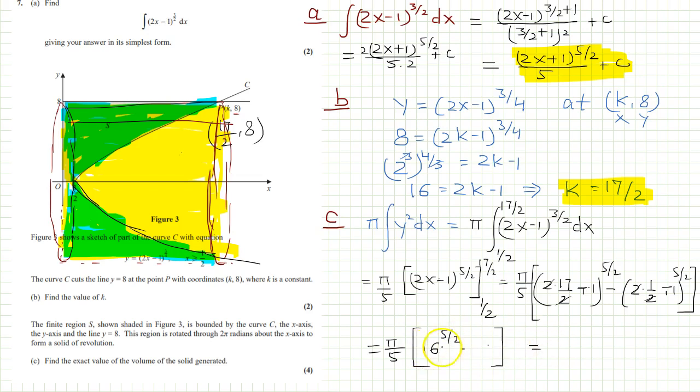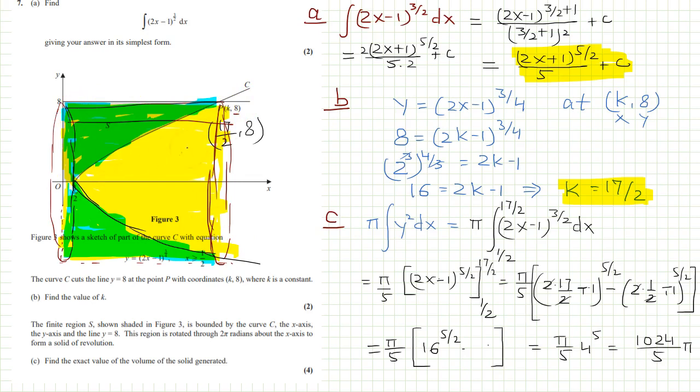So that is equal to pi over 5. 16 is 4 squared. So 4 to the power 5 means 2 to the power 10. That is 1024 over 5, times pi. This is the volume of this yellow portion.